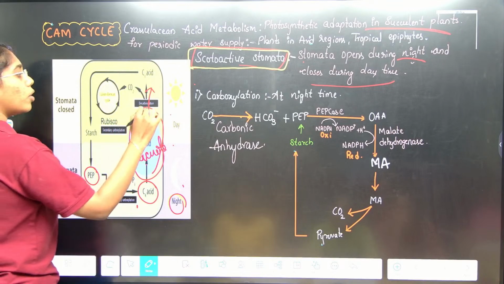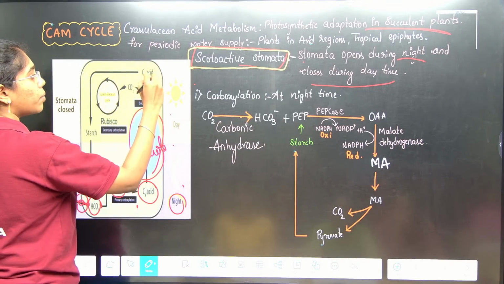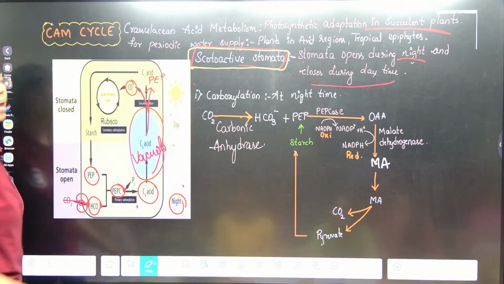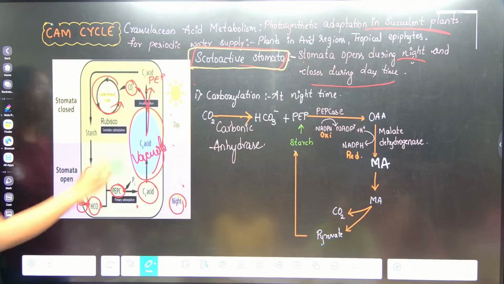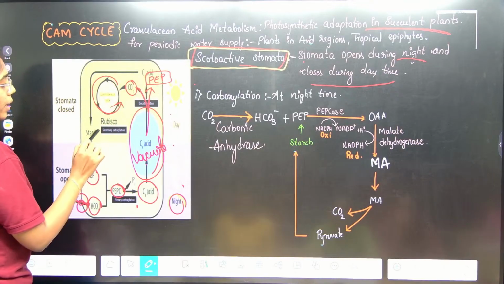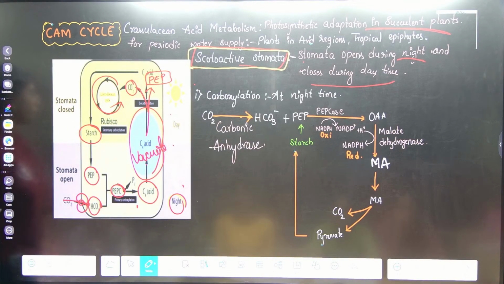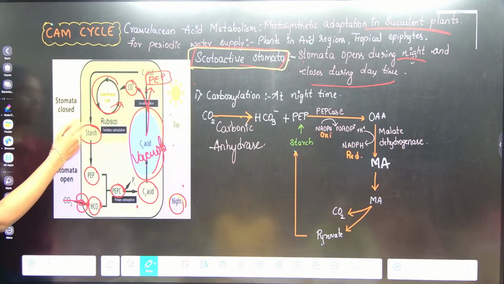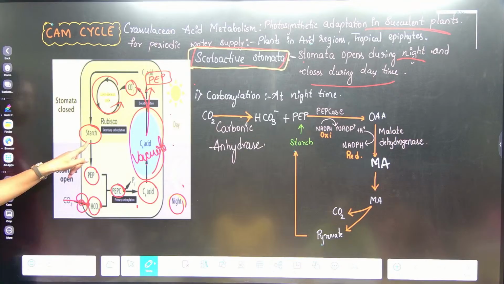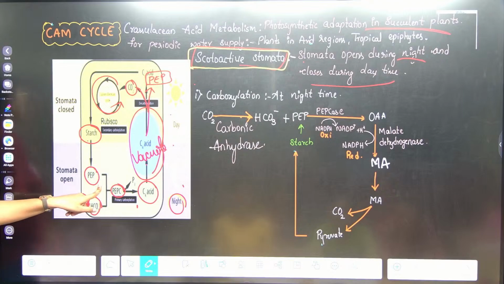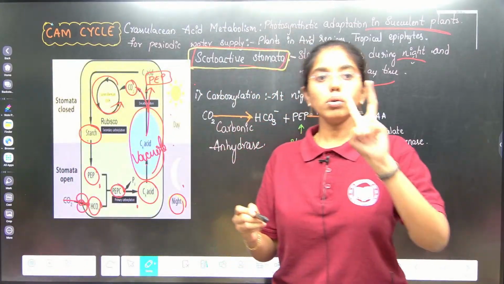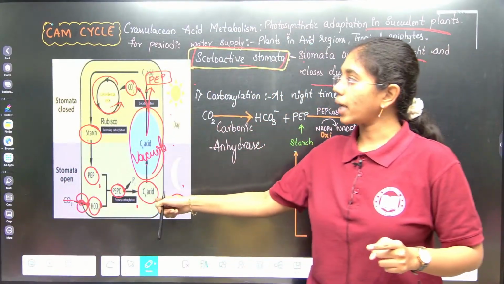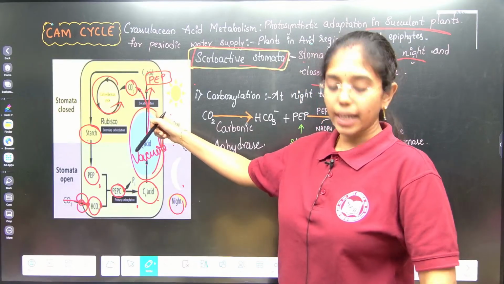This 4 carbon compound will get decarboxylated to 3 carbon phosphoenol pyruvate and 1 carbon dioxide. This 1 carbon dioxide will complete the Calvin cycle during daytime, and this 3 carbon phosphoenol pyruvate gets fixed to starch, or they get regenerated back to fix carbon dioxide during night time. Two possibilities are there. So here in a single cell, 2 cycles are happening, C4 cycle during night time and C3 cycle during daytime.